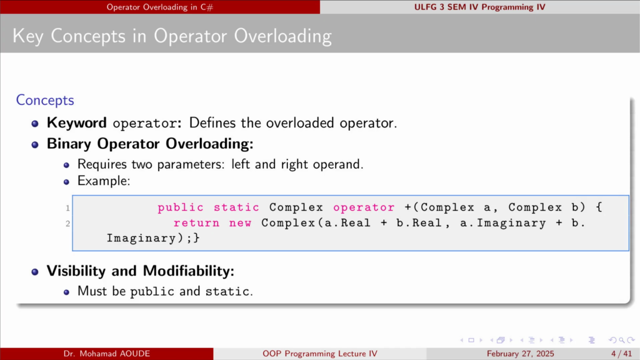Important rules when overloading operators. Use the keyword operator followed by the operator you want to redefine. The method must be public and static. For binary operators, like plus or star, the method takes two parameters, a left-hand side and a right-hand side. This structure enforces clarity and uniform behavior for operators across all user-defined types.